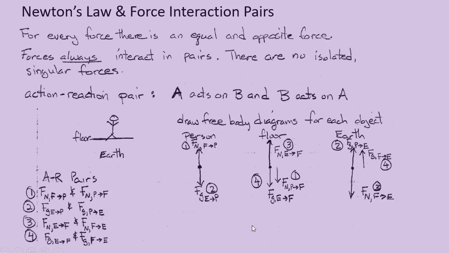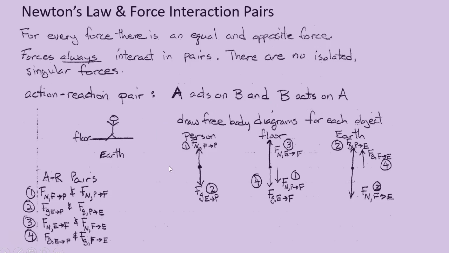So let's look at these action-reaction pairs. To be an action-reaction pair, it has to meet three criteria. First, both forces need to be the same type of force. So they both need to be a normal force or they both need to be a gravity force. The second criteria is that they have to involve the same two objects. If the action force includes A and B, then the reaction force has to include A and B also, but in reversed roles. The third and final criteria is they must be pointing in opposite directions.